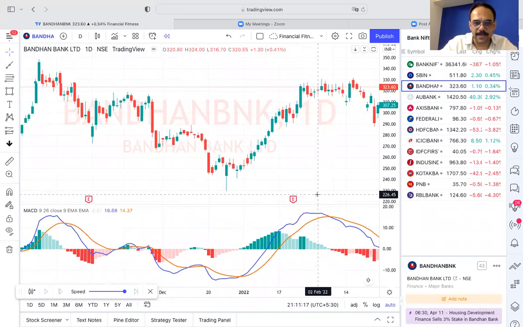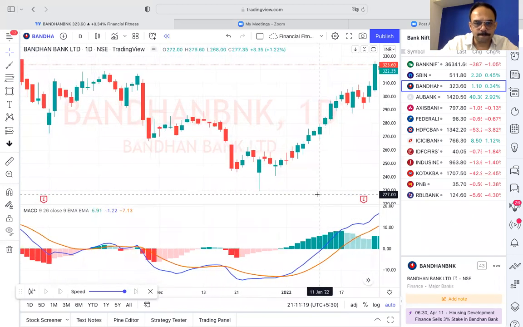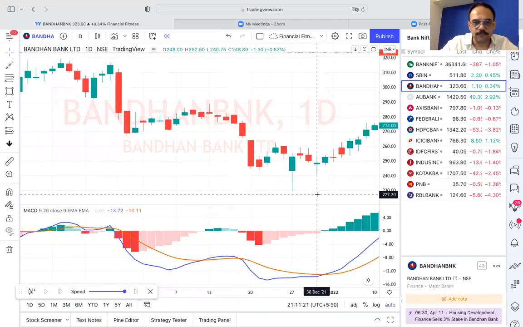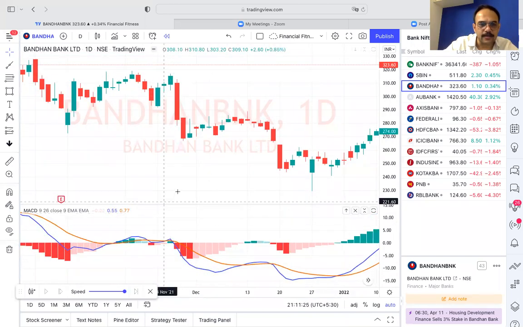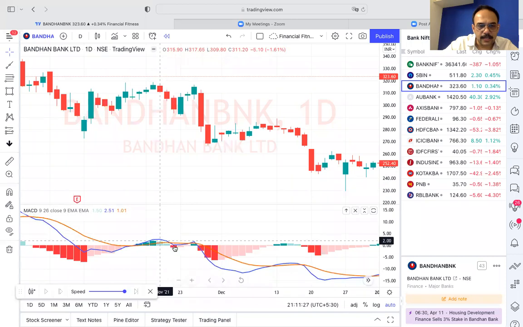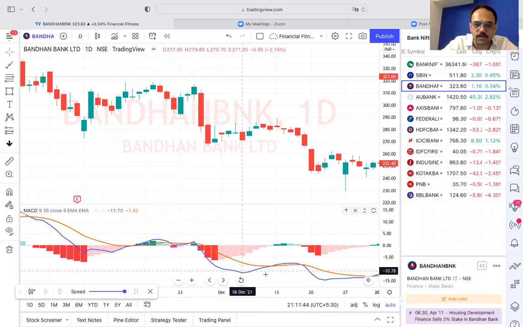If you see Bandhan Bank, if you start from here, see here, this is crossing, MACD is crossing above the signal. Do we take this crossing for our entry? No, great. We don't take this for our entry because it is above zero. So we wait for it to go down.